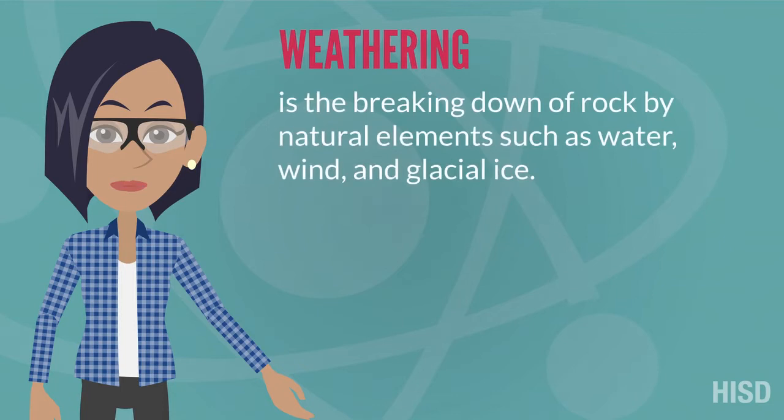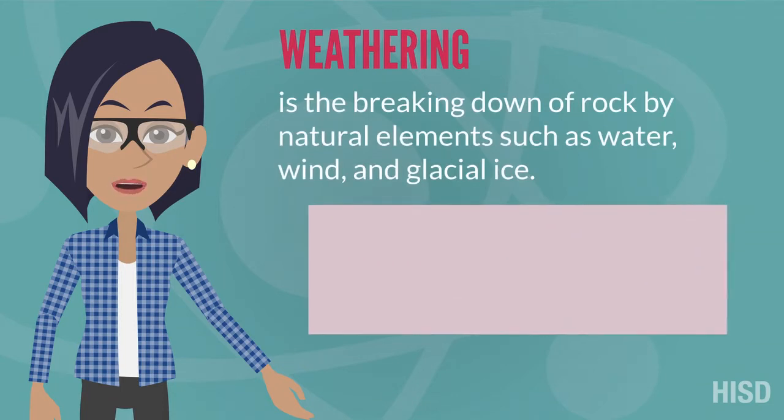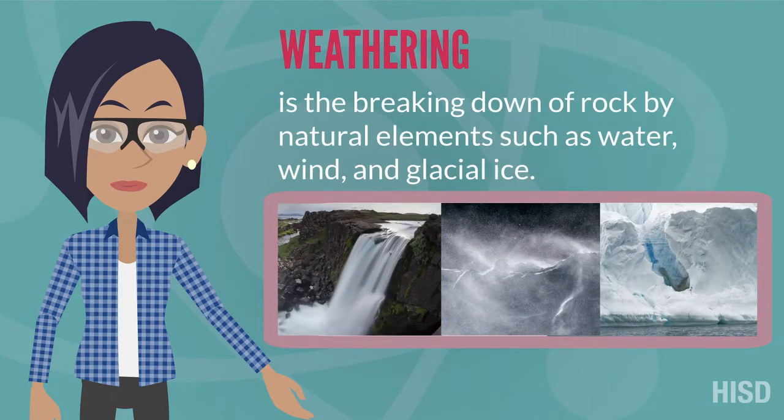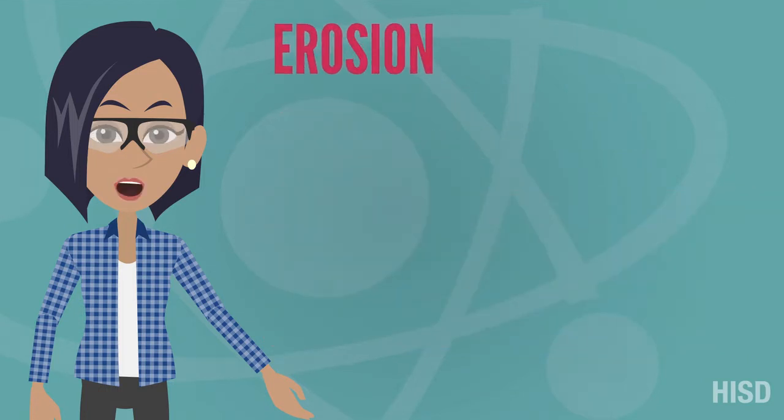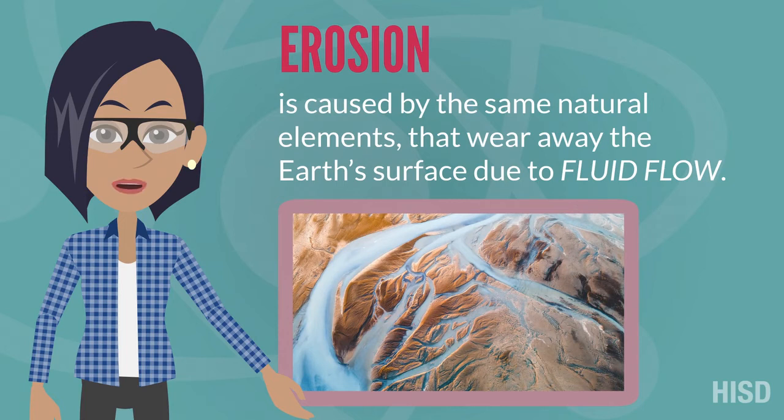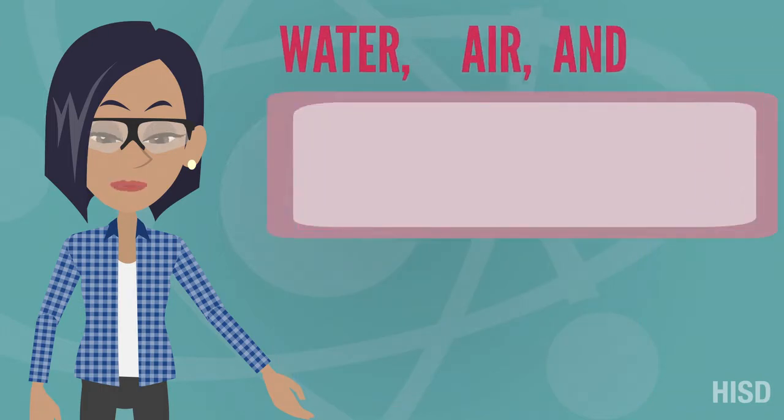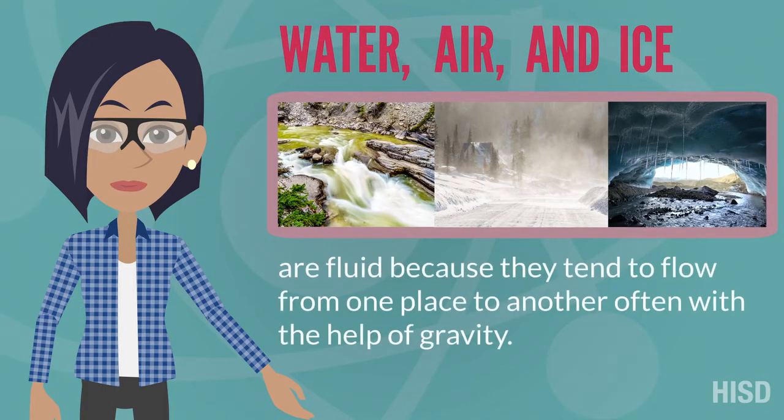Make sure to remind students that weathering is the breaking down of rock by natural elements, such as water, wind, and glacial ice, and that erosion is caused by the same natural elements that wear away the Earth's surface due to fluid flow. Water, air, and ice are fluid because they tend to flow from one place to another, often with the help of gravity.